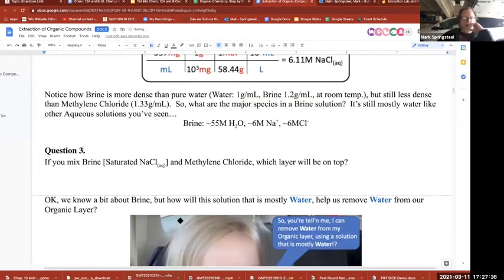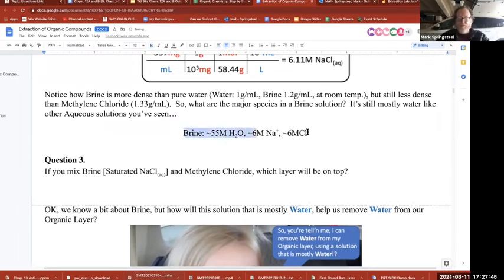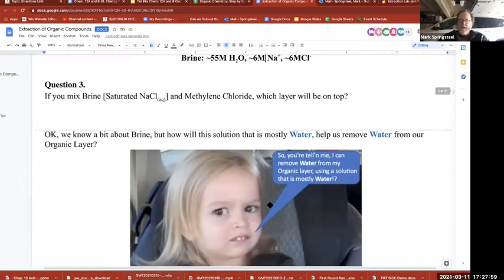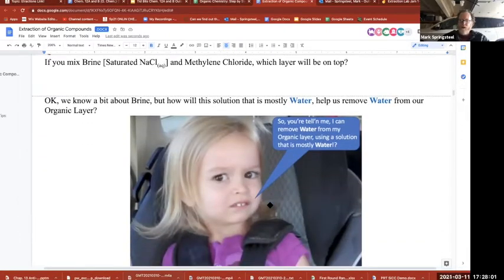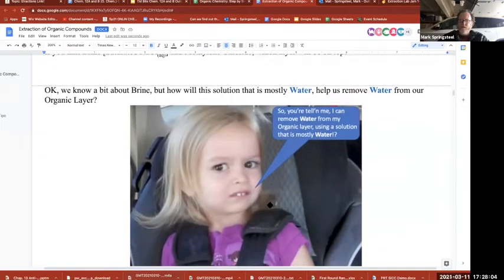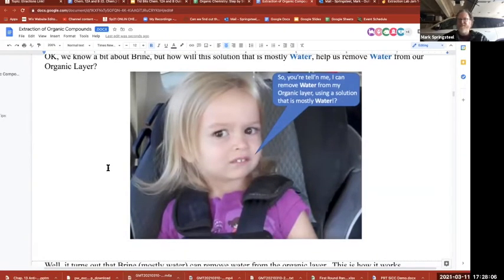Nice. Okay, so we know a bit about brine, but how does this solution that is mostly water work? Brine here is still mostly water. It's 55 molar water maybe, and 6 molar sodium chloride, 6 molar chloride. So this is still almost all water, and we're using it to dry an organic layer. That's kind of weird, huh? So you're telling me I can remove water from my organic layer using a solution that is mostly water? Do you guys remember the meme girl?